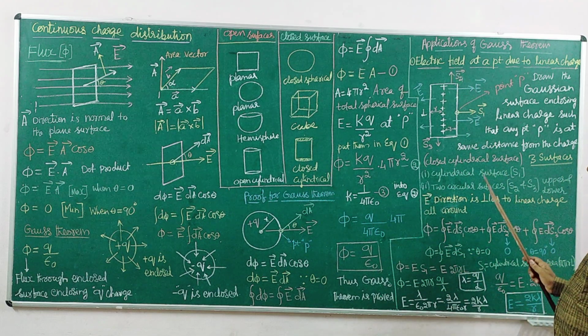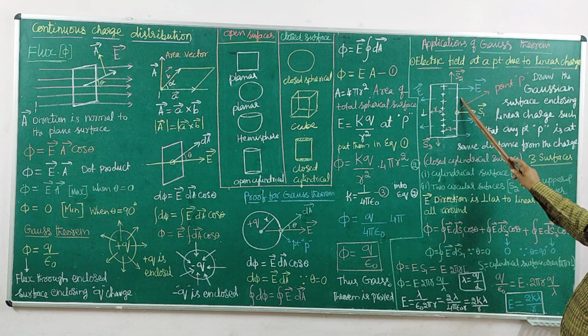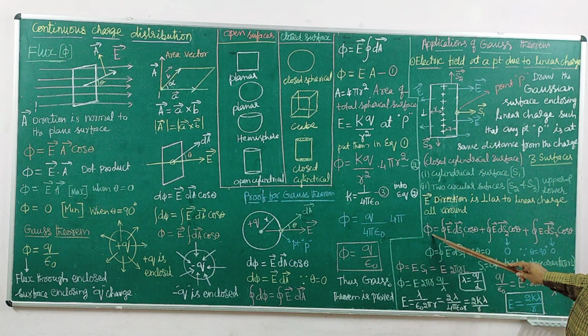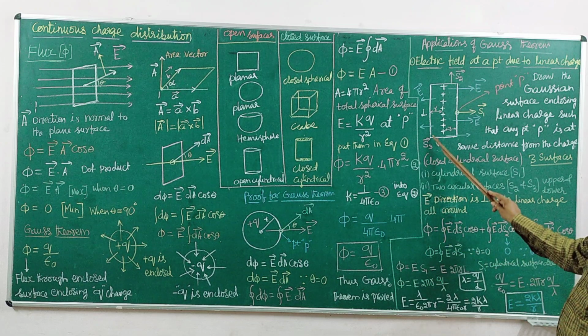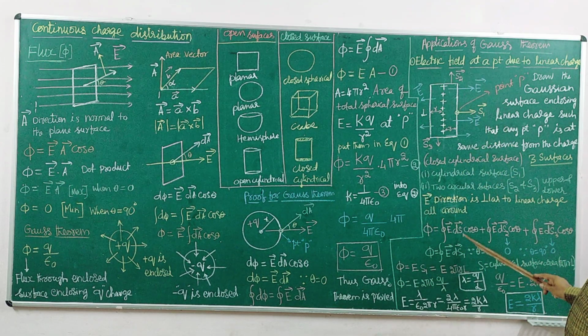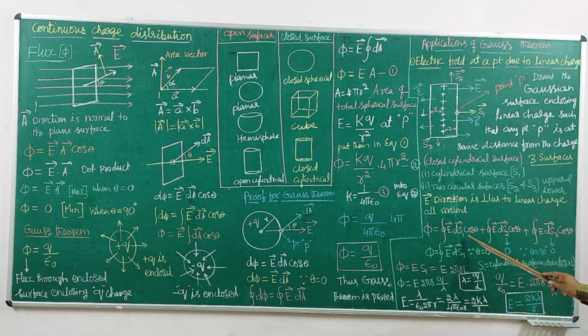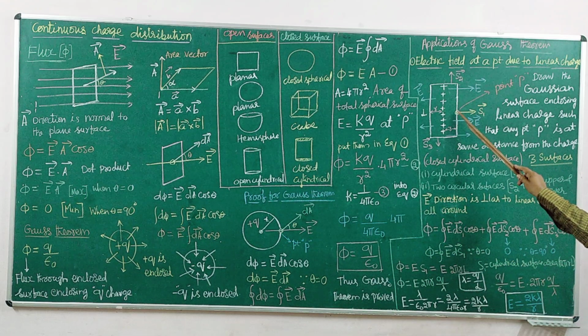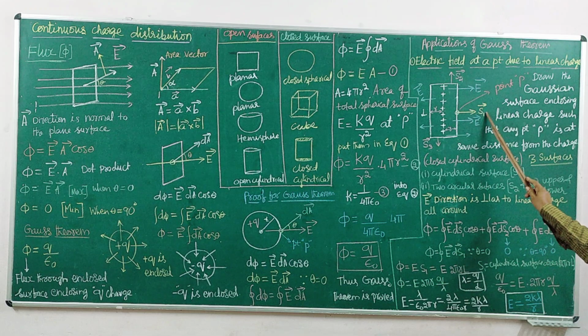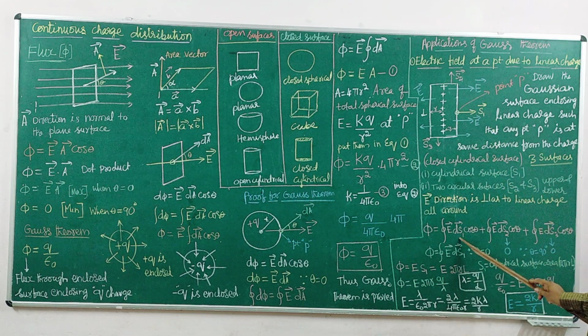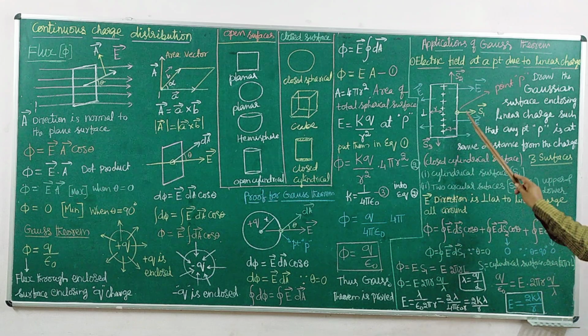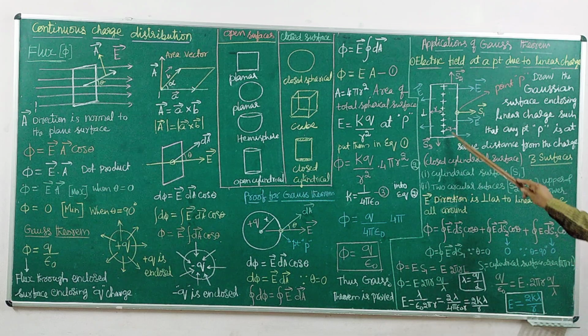And we have to write the total flux by this Gaussian surface. There are three surfaces, so write three equations: the equation for surface 1, for surface 2, and for surface 3. The equation for surface 1 is this. At this point, the direction of the area vector and the direction of the electric field remain the same.